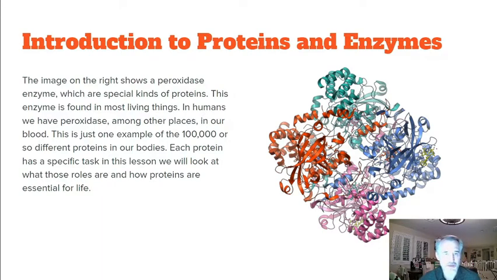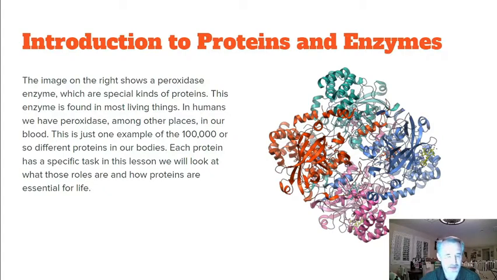So if you look at the image to the right, it's showing a peroxidase enzyme, which is basically a special kind of protein. This enzyme is found in most living things. In humans, we have peroxidase among other places in our blood, in other tissues as well. This is just one example of 100,000 or so different proteins that our body could make.